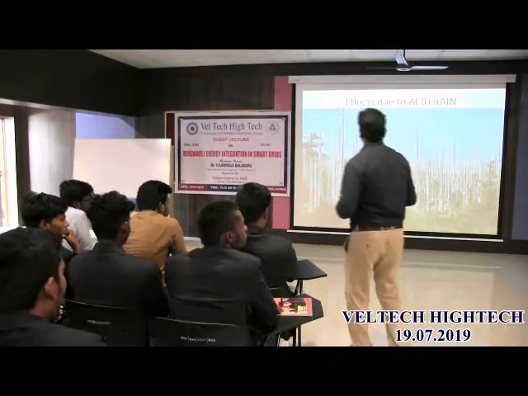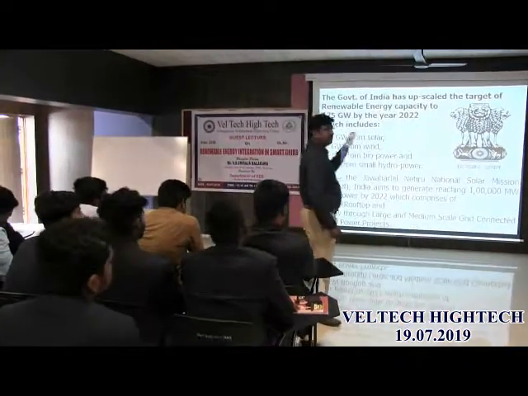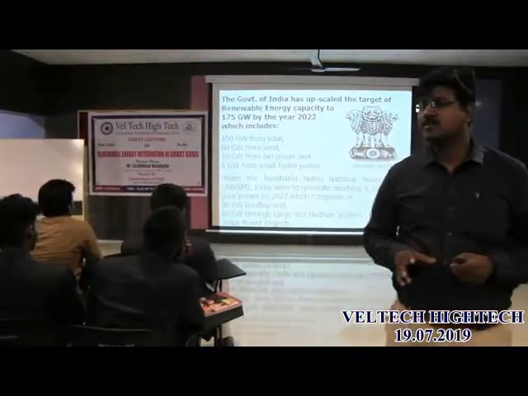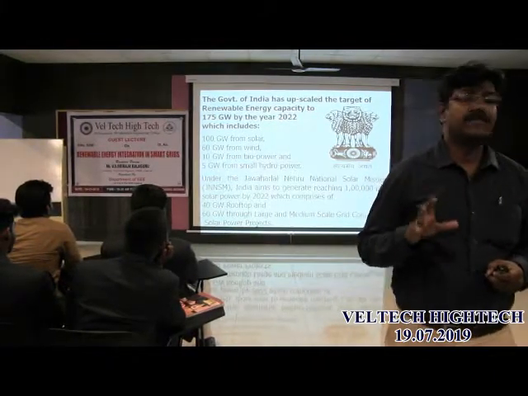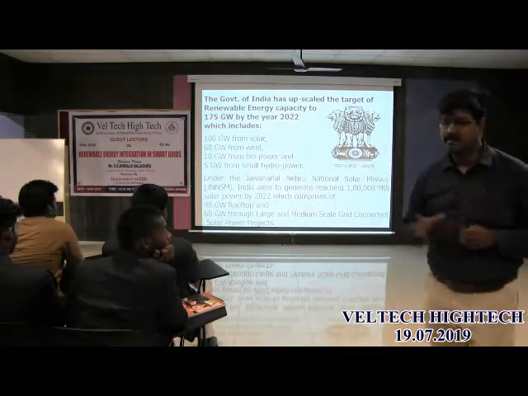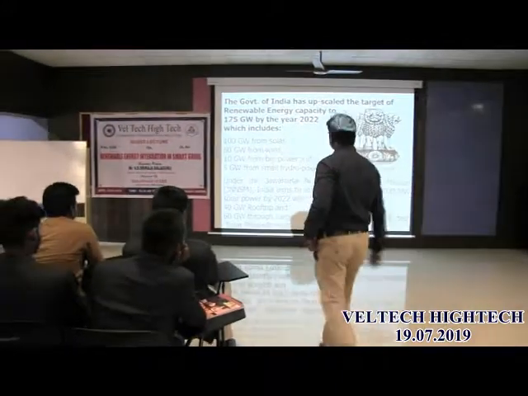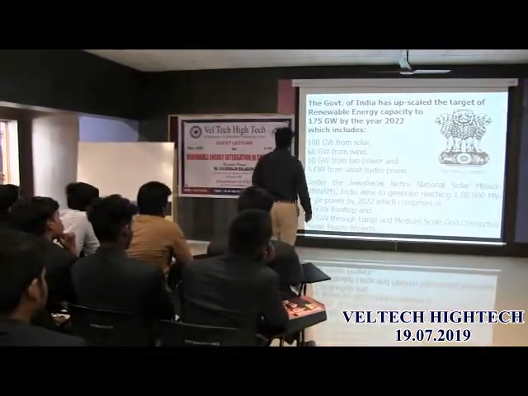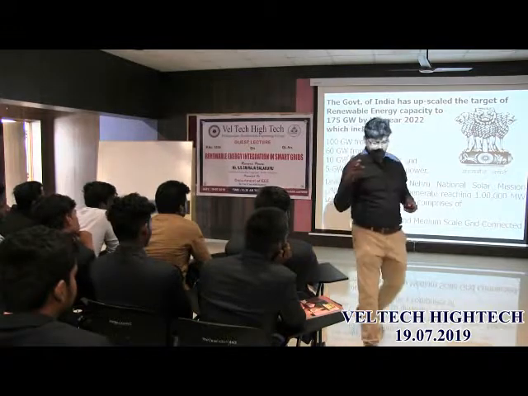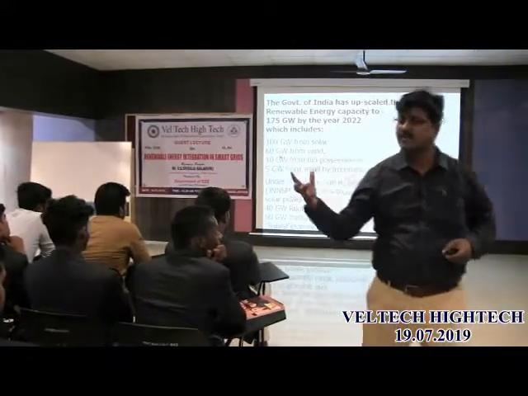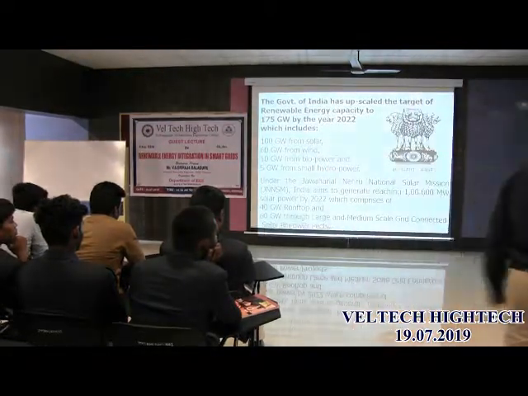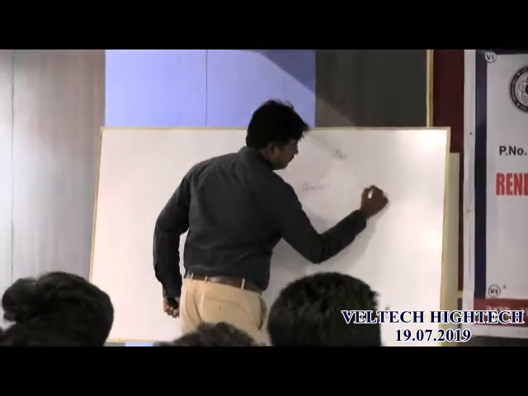Okay, so the government has set a target of 175 gigawatt by the year 2022. Now it is around 60-70 gigawatt. So 100 gigawatt from solar, 60 gigawatt from wind, 10 gigawatt from biopower, and 5 gigawatt from small hydropower. So what is wind, what is solar, what is biomass, biopower, biogas, bagasse?